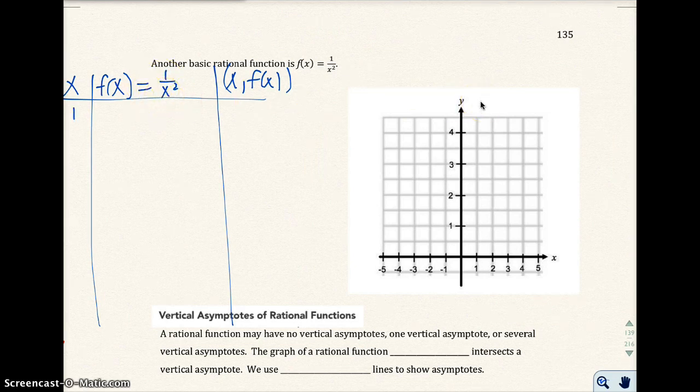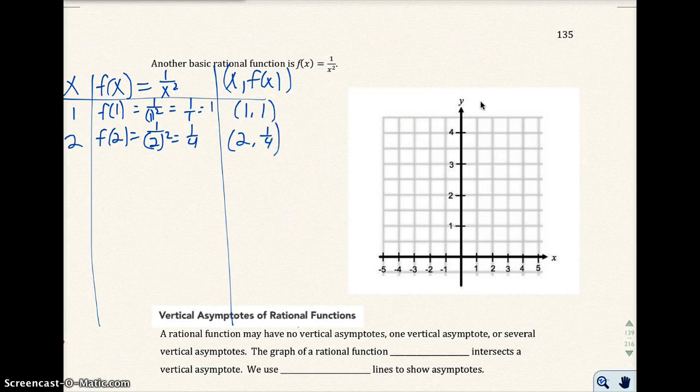So I pick 1. I get f of 1 is 1 over 1 squared, which is just 1 over 1, which is 1. I pick 2. I get f of 2 equals 1 over 2 squared, which is equal to 1 over 4. So 2 and a fourth. I pick 3, and you can kind of see the pattern here. It's going to get very small because it becomes 1 over 9, which is super small. And it gets smaller and smaller. So as the x gets bigger, the y gets smaller.